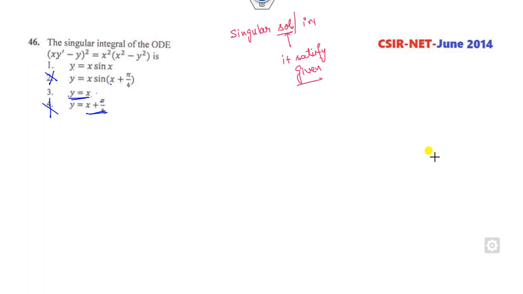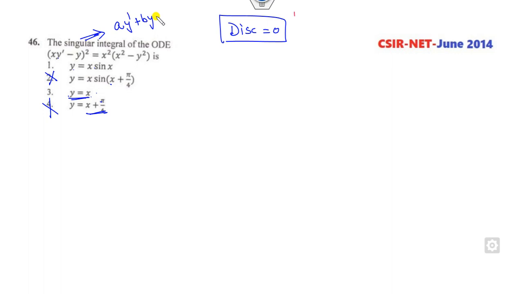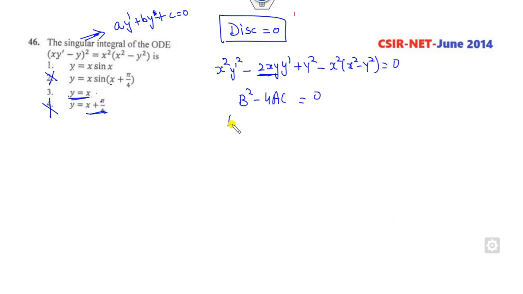So now we can see here. For the singular solution, we have to find the discriminant as 0. I can write this equation as y' plus y plus c is equal to 0. If I open this bracket, y' square minus 2xy y' plus y square minus x square of this. So what is the discriminant? b square minus 4ac is 0. So this is my b, 4x square y square minus 4x square. This is my constant b.